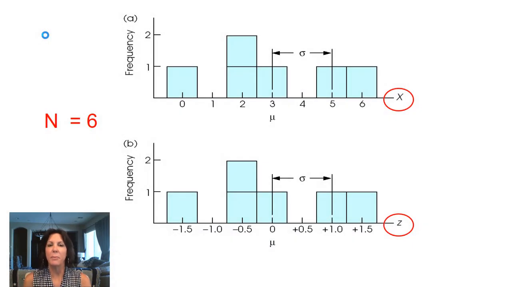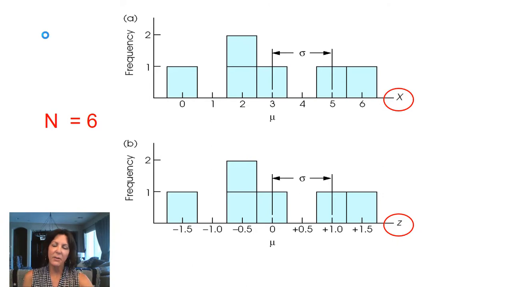So here's an example right here. We have two different ways of labeling a distribution. The very top part, as you'll see, I've circled an X because these are the scores. So we have one person had a score of 0 and two people had a score of 2. One person had a score of 3 and so on. And these are the actual scores.